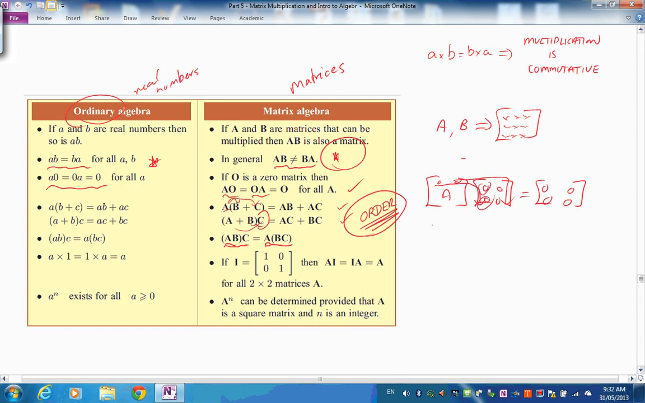So let's just unpack that. In real number land, ABC is the same as CAB, but in matrix land, ABC, where A is multiplied by B and then by C, is not equal to C times A times B. It may not even work, because these two may not conform. So order is important. Watch out for the pairings of the matrices you're going to multiply.